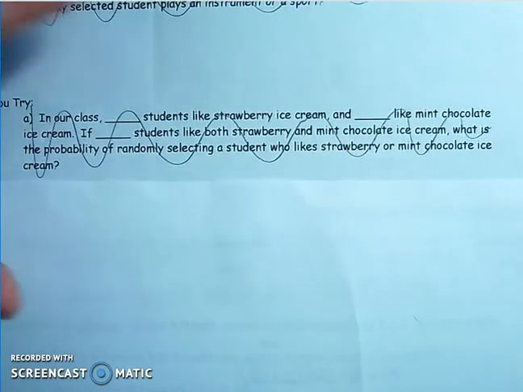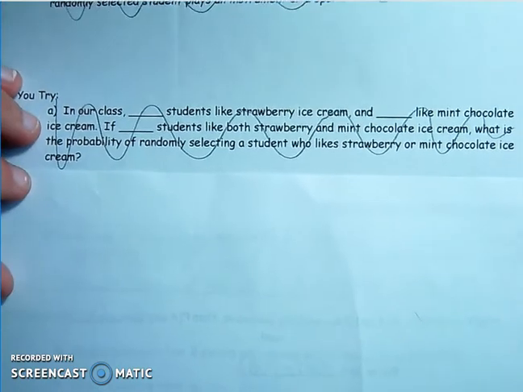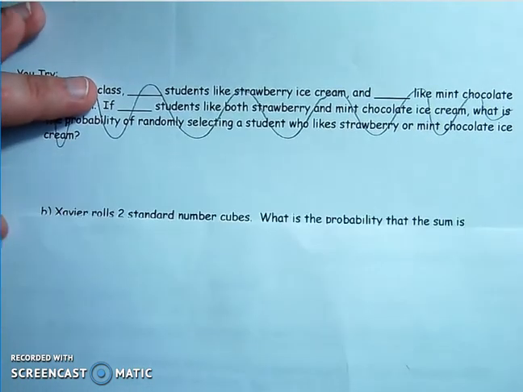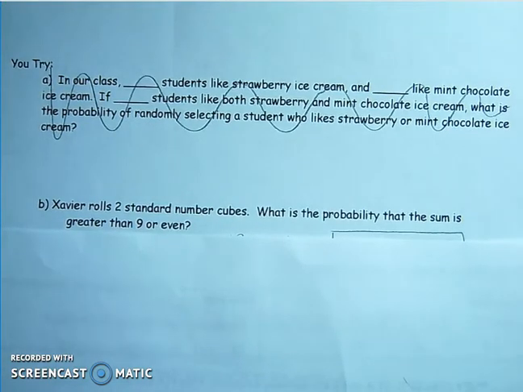Alright, so the first You Try, again, we can't do because we're not going to be able to poll the audience on strawberry and mint chocolate chip ice cream. But you can do a little mini poll if you want, or we'll have Miss Lewis do it. In B, it says Xavier rolls 2 standard number cubes. What's the probability that the sum is greater than 9 or even?